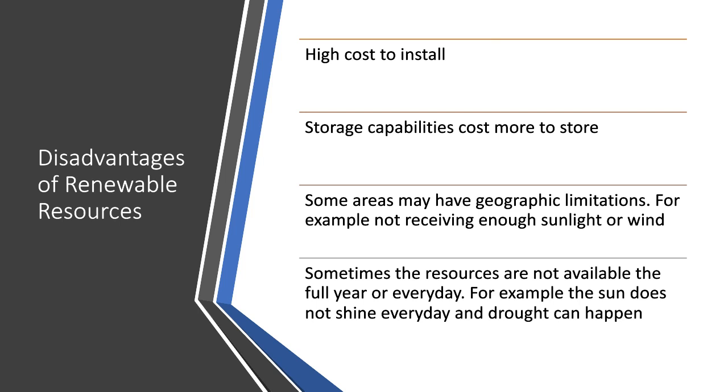Sometimes the resources are not available the full year or every day. For example, the sun does not shine every day and droughts can happen. So this is basically suggesting that it depends on your geographic location. And even if the geographic location does contain a lot of sunlight or a lot of wind, other things can still happen, such as droughts. And obviously those aren't expected.